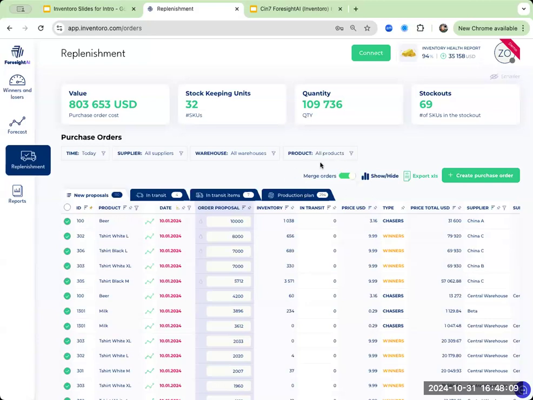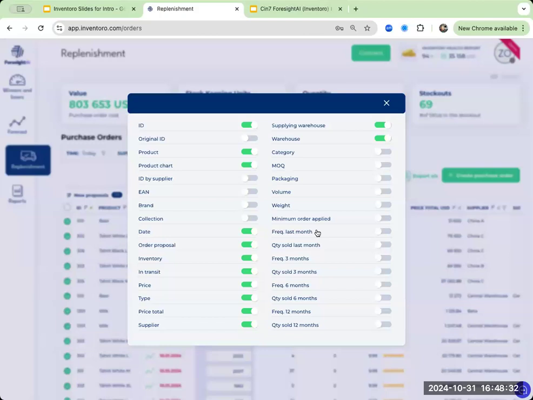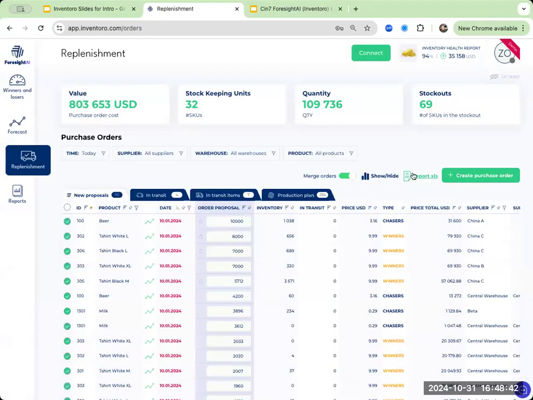And I have merge orders on, and just as a call out, that is going to combine all the SKUs to a certain supplier and put them on one PO rather than multiple singular POs, which could ultimately save you money on freight and is just easier to keep track of, right? One PO rather than multiple. You also can customize this screen with show and hide. I'm not going to go through all these features, but you can definitely check them out if you have the time. There's lots that you can do here based on your reordering needs.